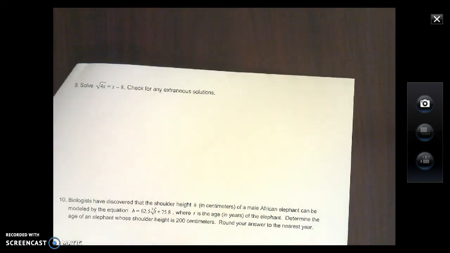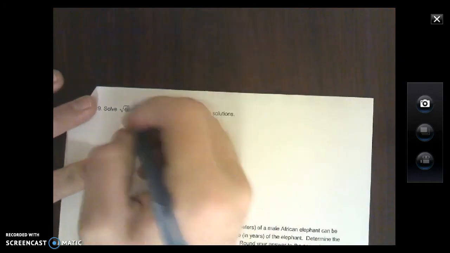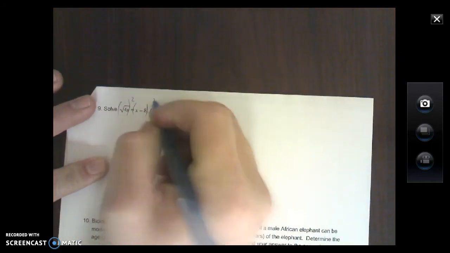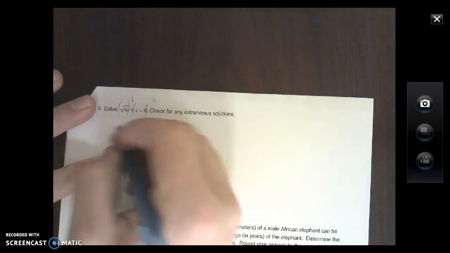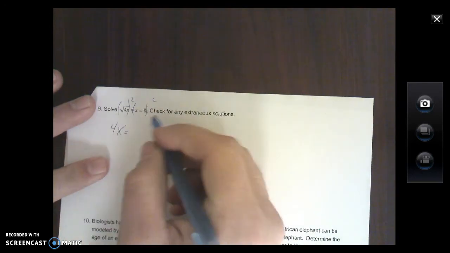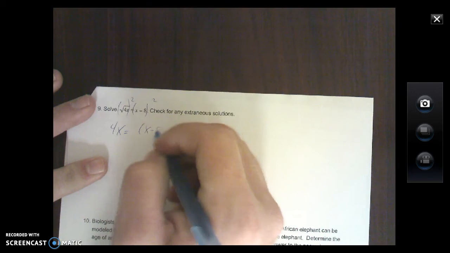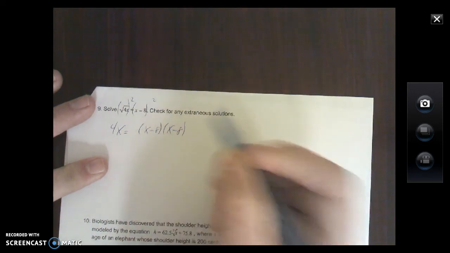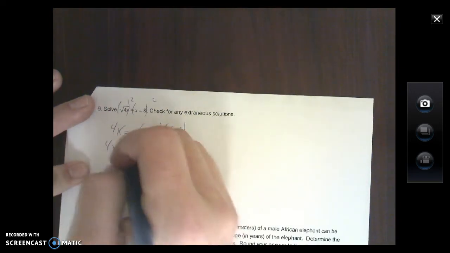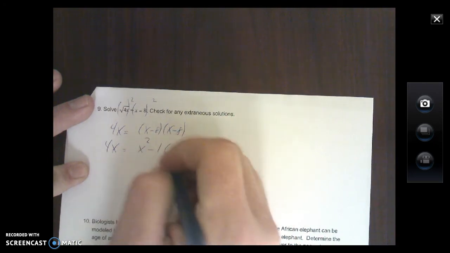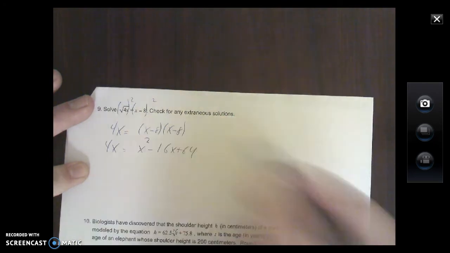Okay, solve the following. Check for any extraneous solutions. I want to get rid of the square root. So I square left, I square right. When I square a square root, I get 4x. On the right, I'm foiling it out. So 4x equals x squared minus 16x plus 64. This is just foiling, guys. You should know that.